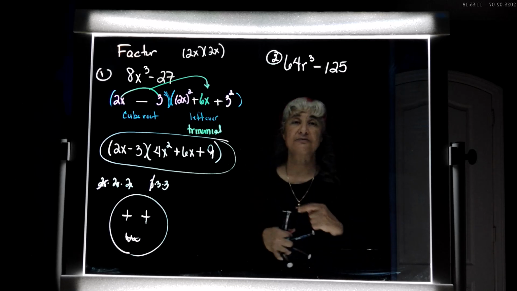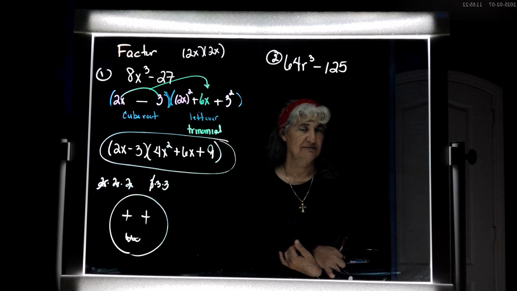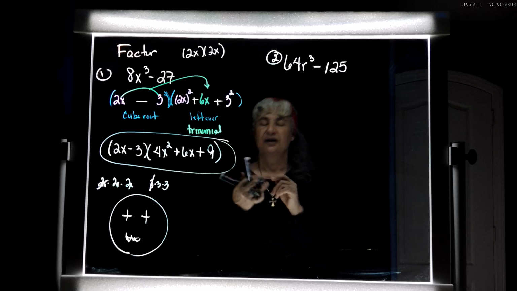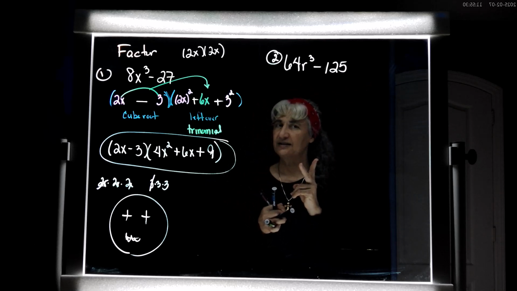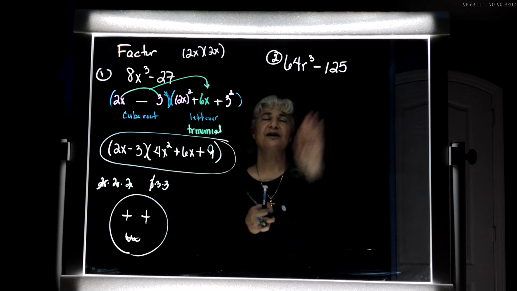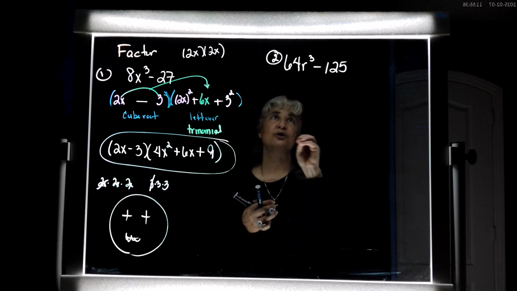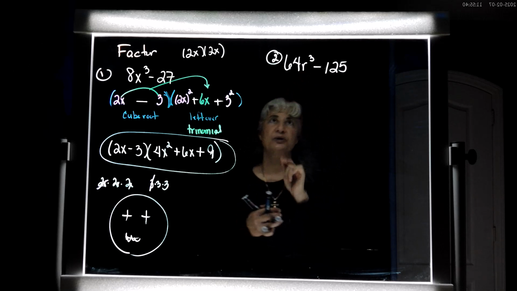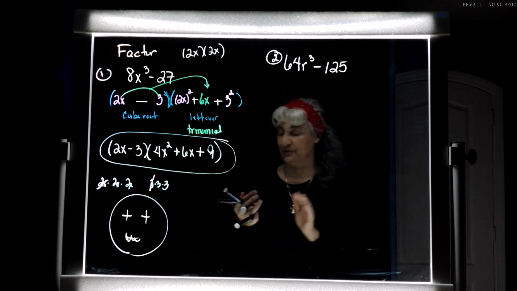All right, number 2. Did you try it yet? Pause the video, try it. Okay, I'm assuming you tried it, so here we go. First things first. Yes, descending order. Secondly, nothing in common. Now I'm noticing that r to the third is a perfect cube, which means I'm hoping 64 and 125 are both perfect cubes also.